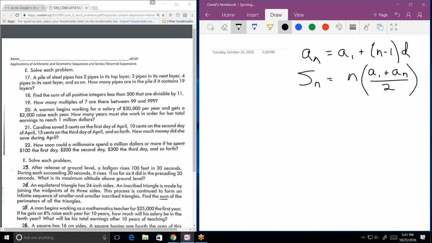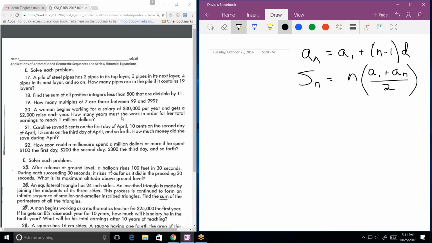All right, 18. I love these kind of questions. You're the only student I get that has these kind of questions. Nobody at Chatfield studying arithmetic sequences is going to give me questions like this.